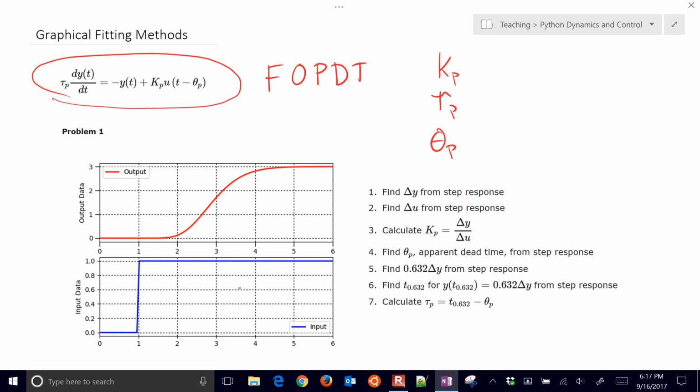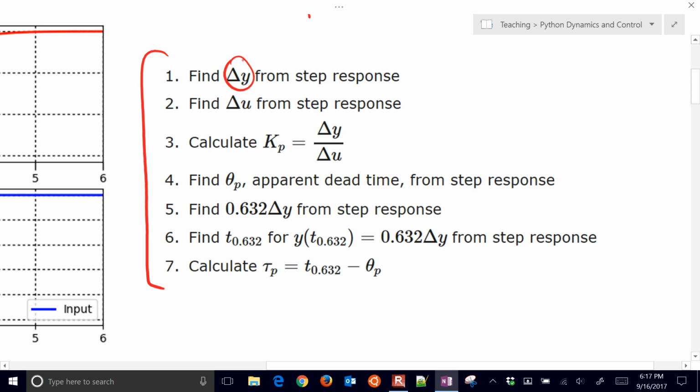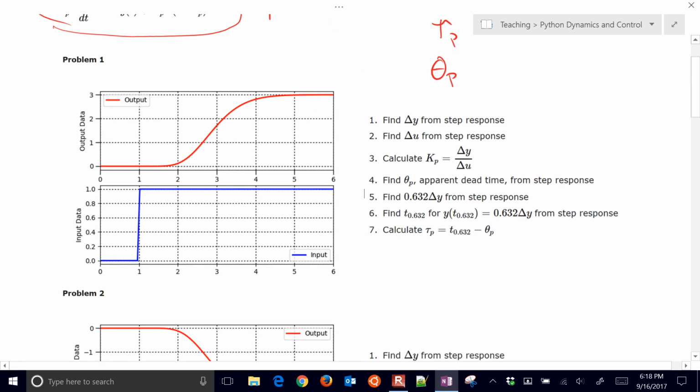So there are 7 steps here. First of all, we want to find delta y and delta u, the change in output and change in input. Then we'll calculate our gain, and then our apparent dead time. The last 3 steps just break it down to help us find the time constant. Now, graphical methods are not necessarily going to be that exact. We might use something like optimization, which we'll do later, to calculate a more optimal fit.